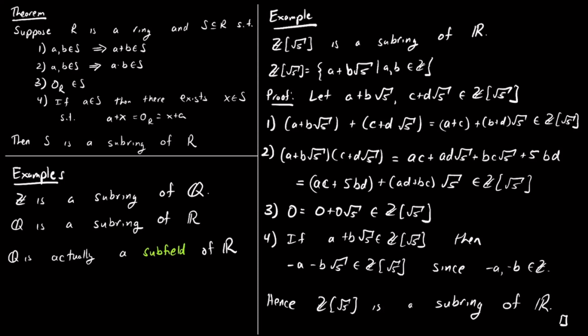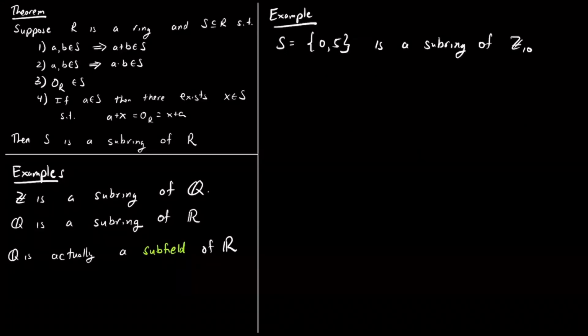Okay, so that's our first example. This is a subring of R. Another example of a subring is going to be, if we start with our ring Z mod 10, this 2-element set S = {0, 5}. Let's check that the conditions of our theorem are met.